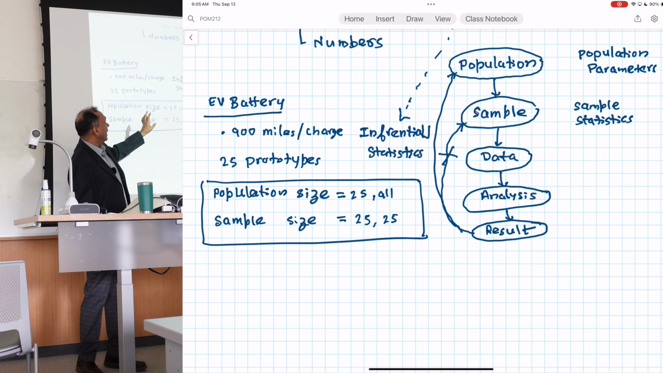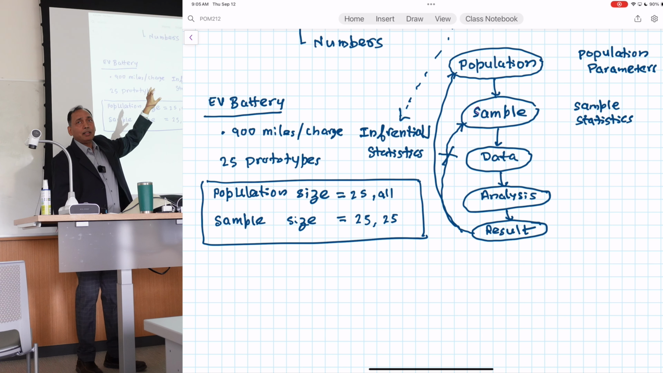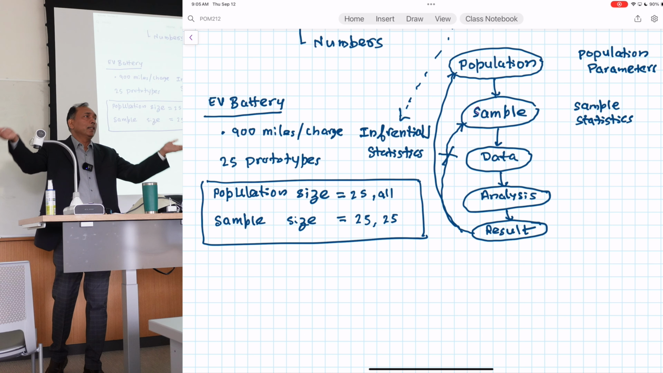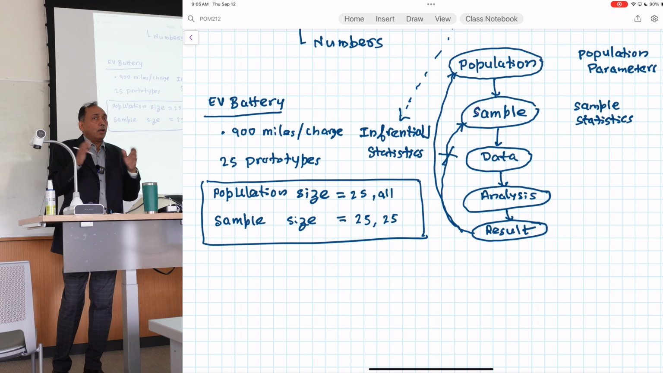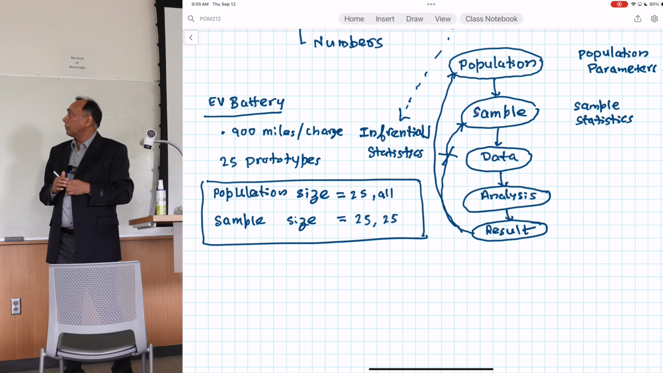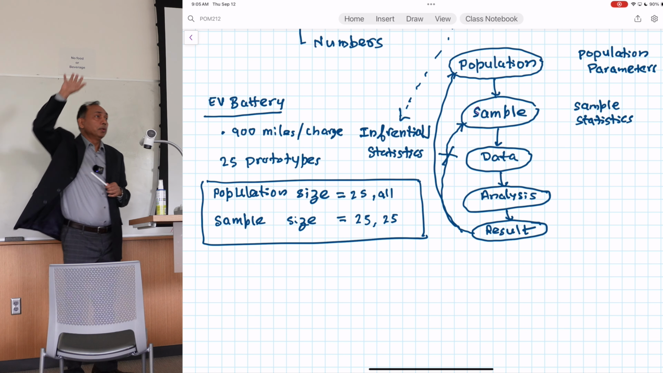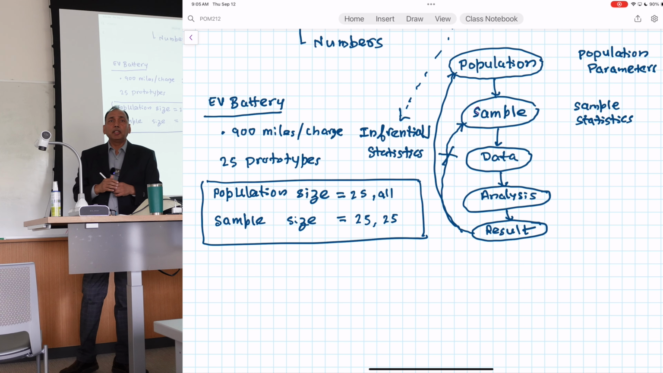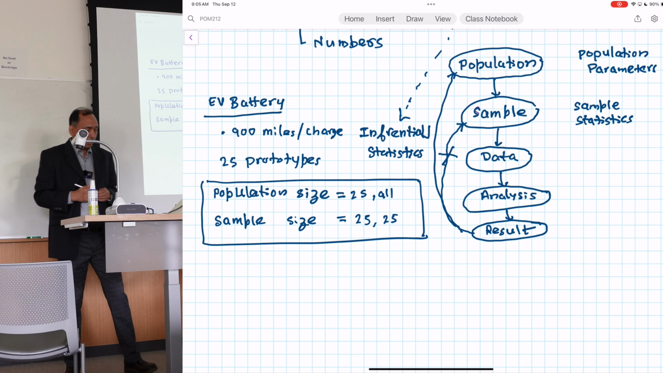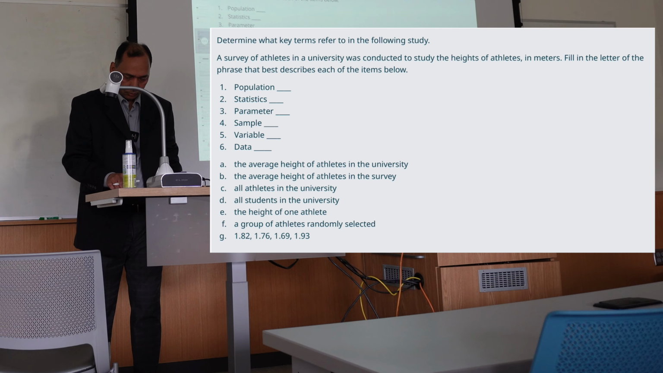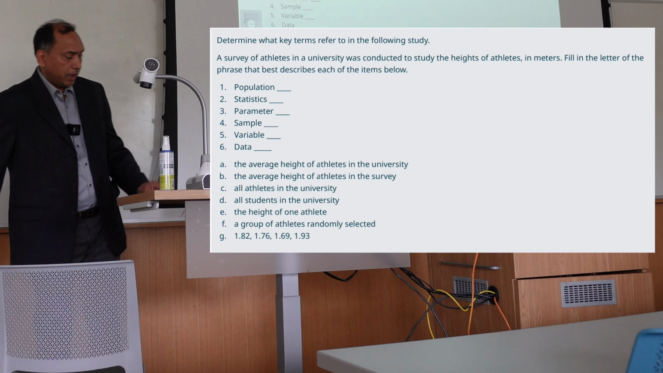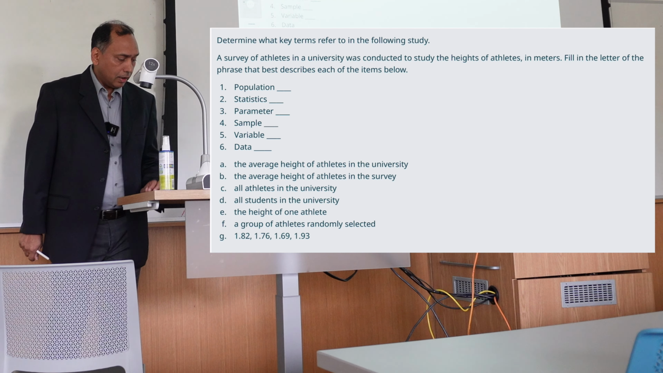The key point here is that the population in which we are interested may not exist today. It may exist in the future. That also is possible, because ultimately why we are doing a prototype is because we want to understand what will be the situation in the population of our interest if we go ahead with this product. So basically trying to see and understand some of the definitions.